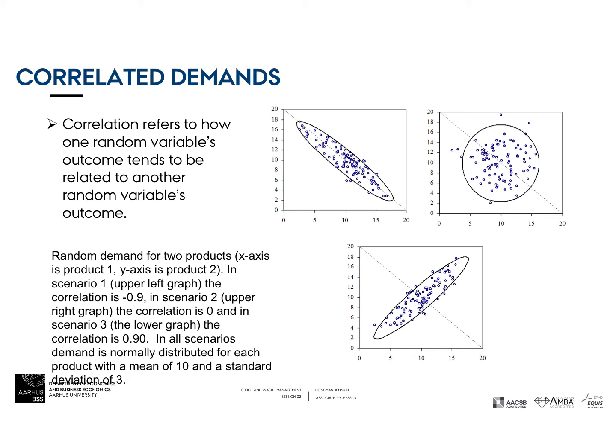First, let's see what correlation is. Correlation refers to how one random variable's outcome tends to be related to another random variable's outcome. Here we have three scenarios. This is scenario 1. And this is scenario 2.